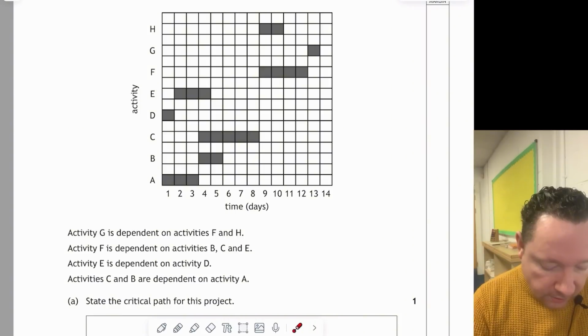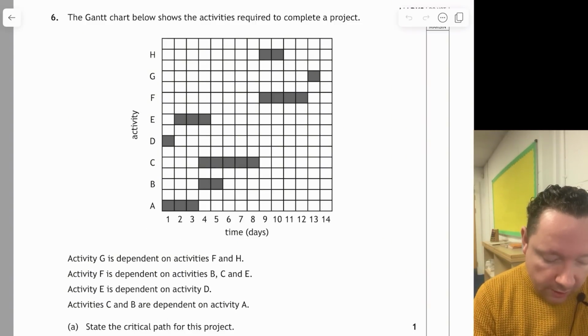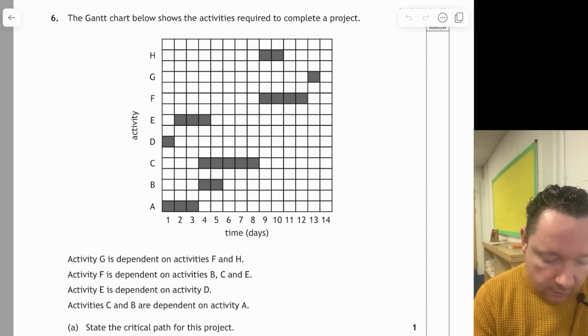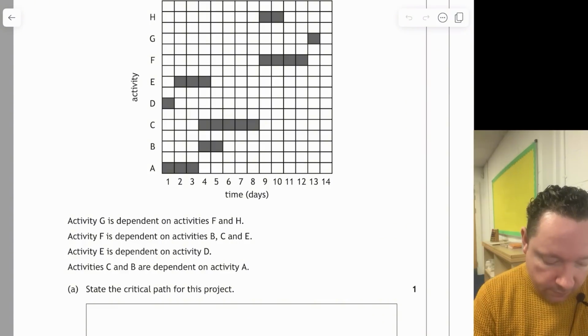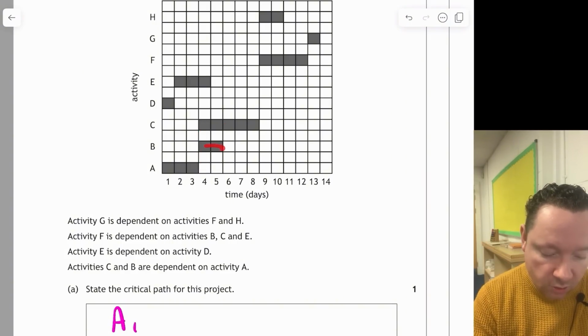So, state the critical path. If we look at here, I can't move on until after D. I need to wait until A. So I need to do A first. So A is our first thing. After A, E's already started, so it's not that. I'm now moving on to the next activity that I can do, which is either B or C. But B only lasts 2, C lasts a lot longer, so it's C.